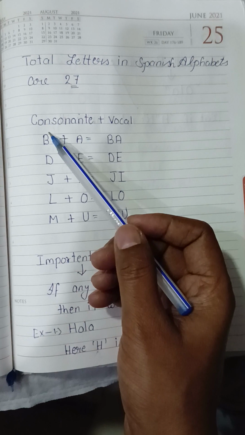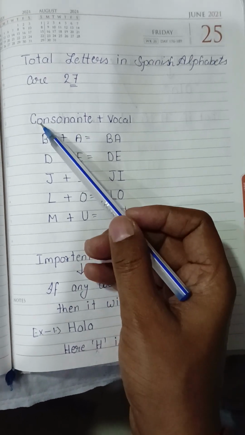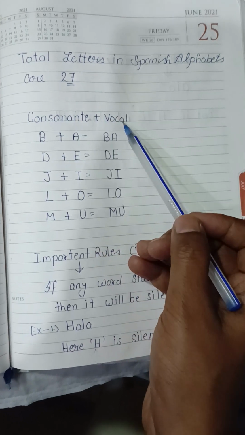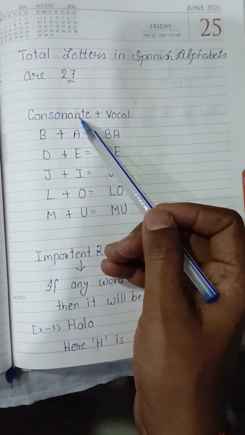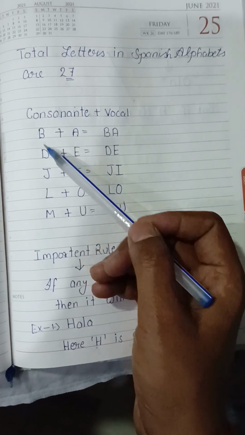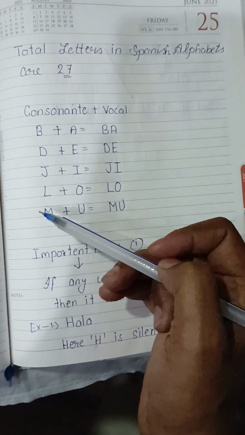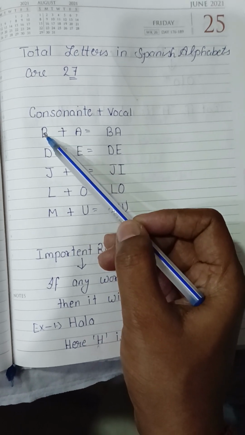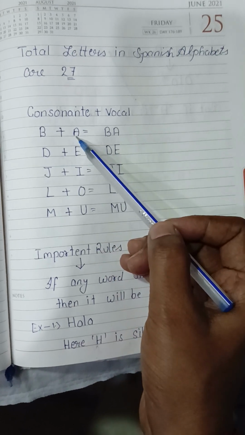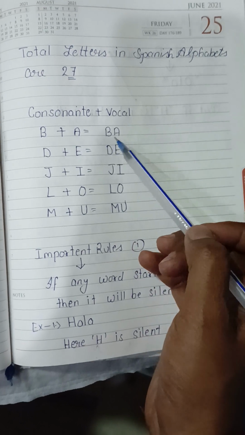Okay friends, so here is some demo for consonante and vocal when we write them together. Consonante plus vocal. So here is consonante and here is vocal. It means consonant and vowel. So it is B and A, B and A. It becomes ba.